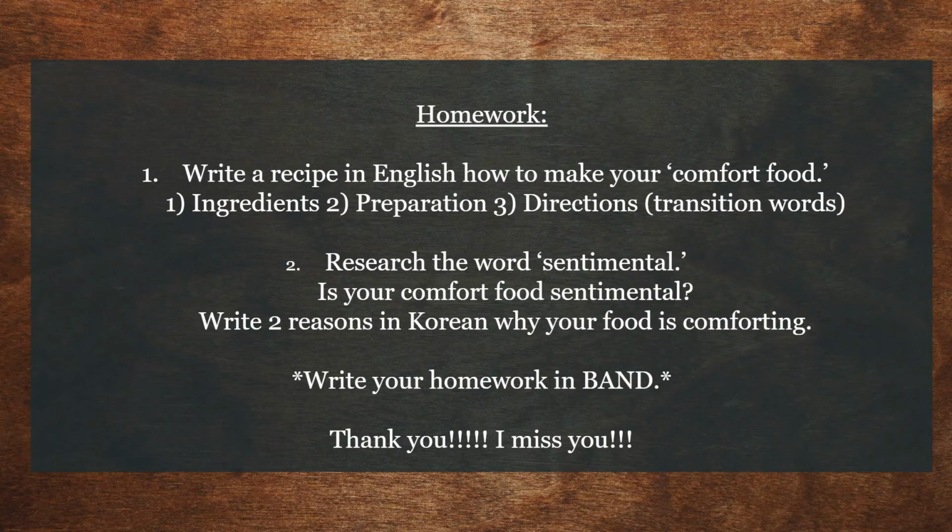So for homework this week, number 1, please write a recipe in English. How to make your comfort food. Number 1 is ingredients. Number 2 is preparation. And number 3 are the directions. And remember to use transition words. So in your recipe, you need these 3 parts: ingredients, preparation, directions.